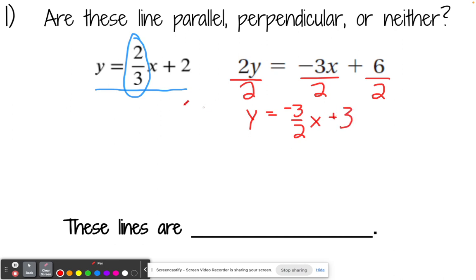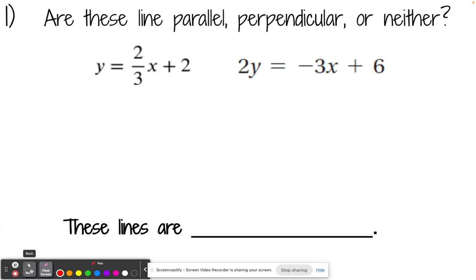So let's compare the slopes. 2/3, the opposite of a positive is a negative. If I flip this upside down, I get 3/2. These two lines are perpendicular. I'm not going to write the whole word because that is long. They're not parallel. They're not neither either. They are perpendicular.